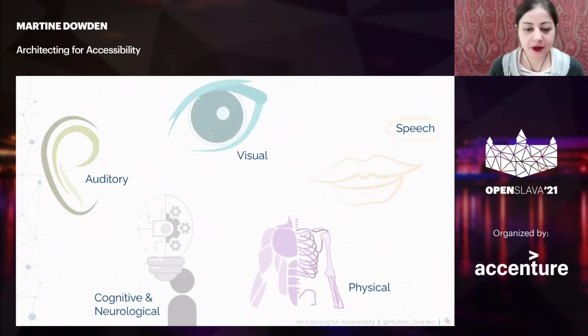So what are the barriers that keep us from being able to do these things? They can be auditory, things that you hear. That's where things like captions come into play. They can be visual. These are things that you can see. That's where we need to make sure that our applications and our code is written in a way to allow assistive technologies to be able to understand it.